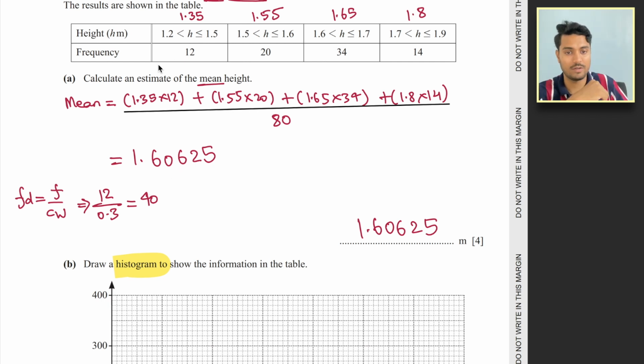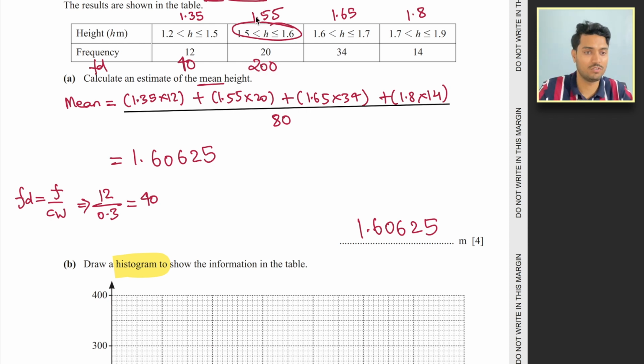Let's calculate for all. I'm writing the frequency density here. For the first one it is 40. For the second one we have 20 divided by 0.1, which is 200. Why 0.1? Because the difference is 0.1. Then for the third one, the difference is again 0.1, so 34 divided by 0.1 is 340. Here the difference is 0.2, so 14 divided by 0.2 is going to be 70. So these are the values.